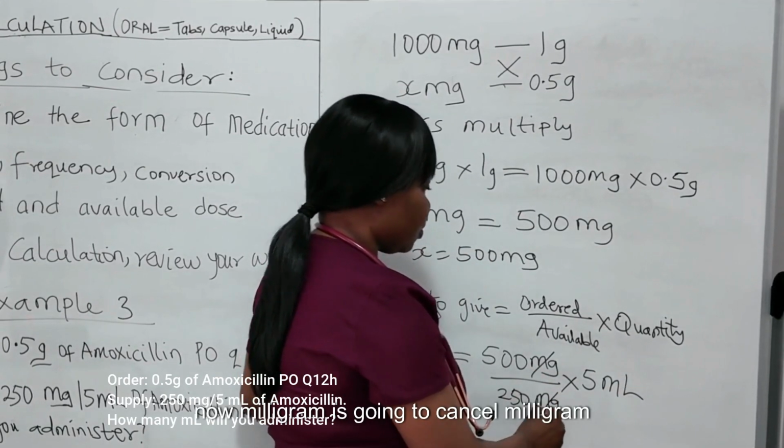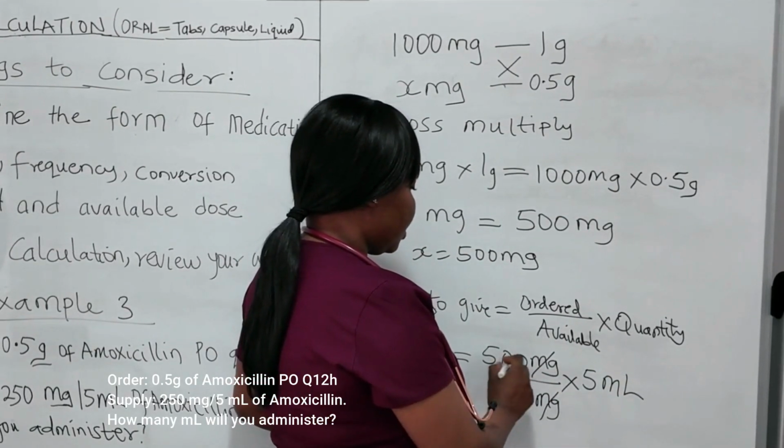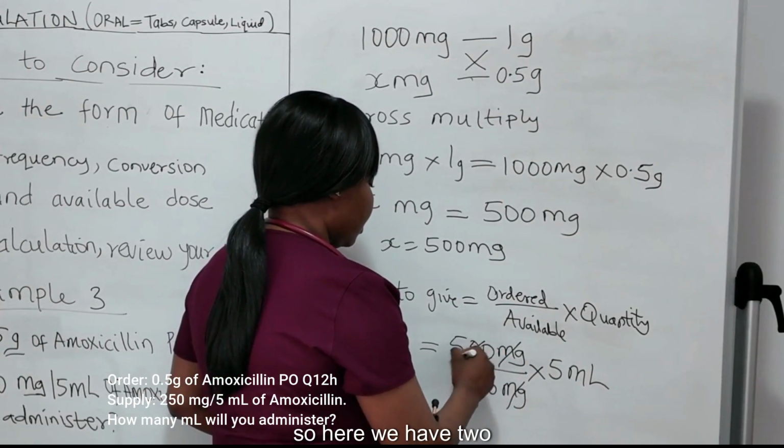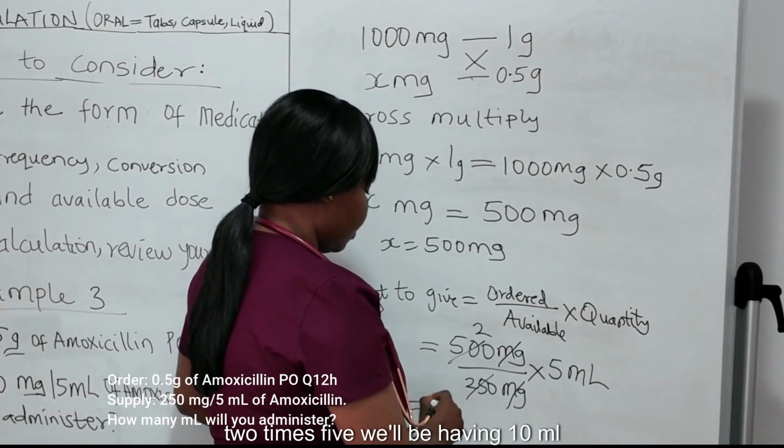Now milligram is going to cancel milligram. 500 divided by 250, so here we have 2. 2 times 5, we'll be having 10 ml.